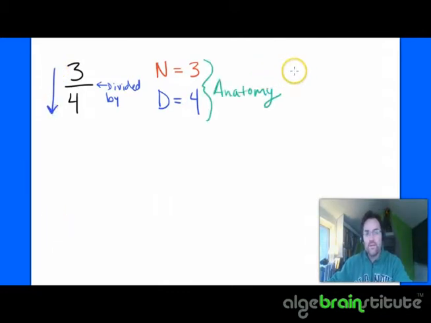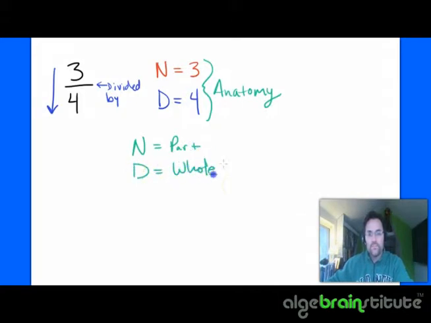So we have the anatomy of the fraction: the numerator, the denominator and the divided sign, right? The parts of it. But we could also look at it as numerator equals the part and the denominator equals the whole. Okay? Or we could say the base amount.